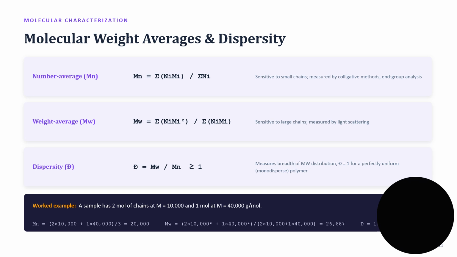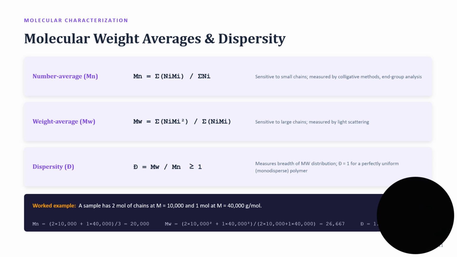Weight average molecular weight, Mw. Weight each chain by its own mass. So, summing number times molecular weight squared, divided by number times molecular weight, because larger chains contribute more weight. Mw is more sensitive to the presence of large chains, and it's measured by light scattering techniques.